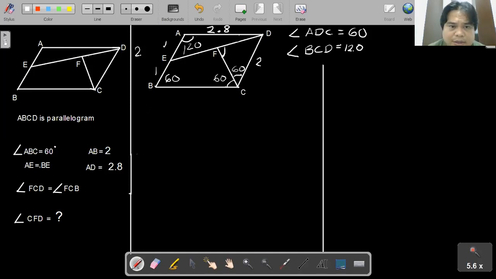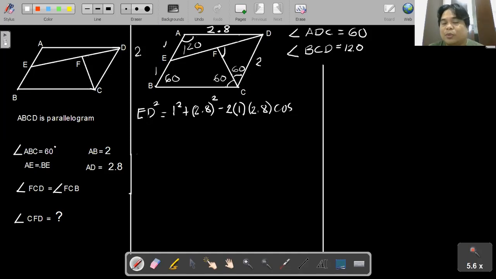ED. And we will be solving line ED by employing the cosine law. Okay? So ED squared is equal to 1 squared plus 2.8 squared, minus 2 times the product of the other two sides, 1 times 2.8, and then times cosine of what angle? The angle which is opposite the line ED, which is 120.